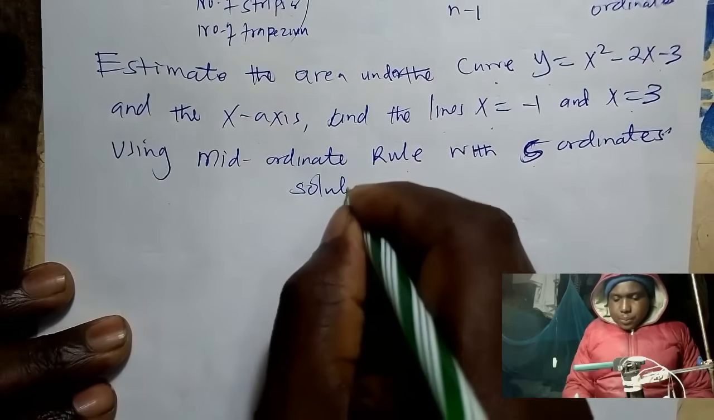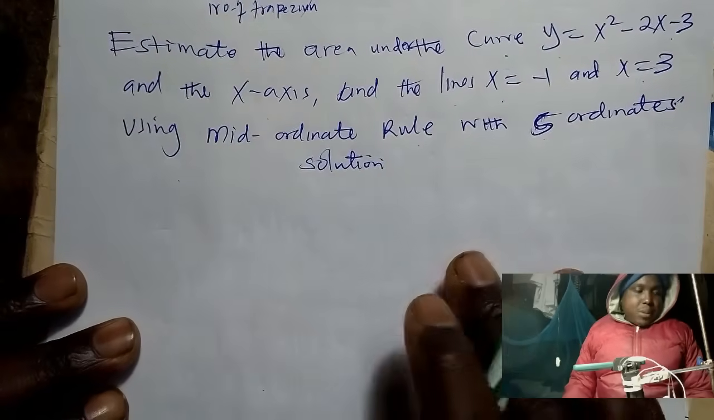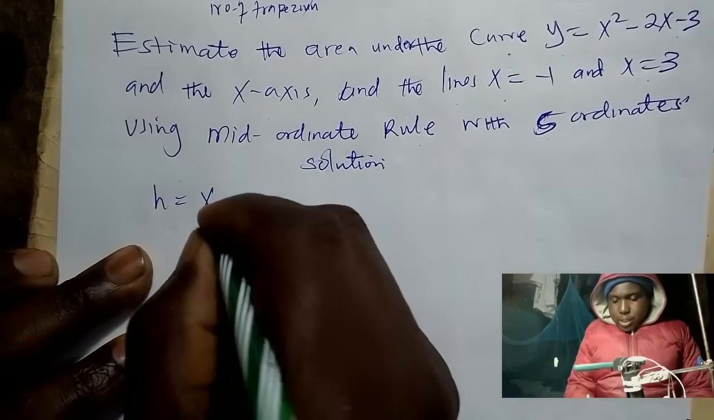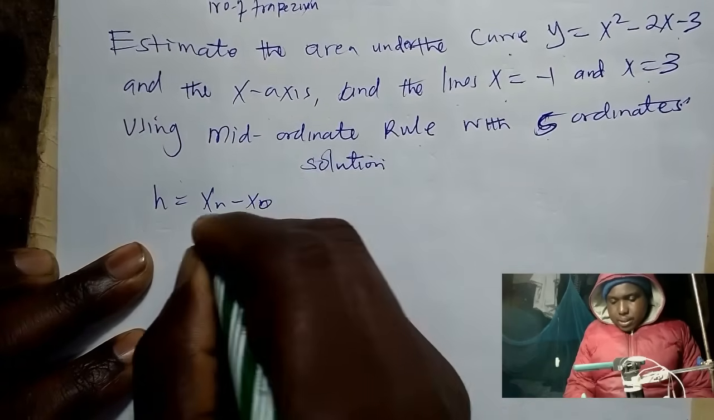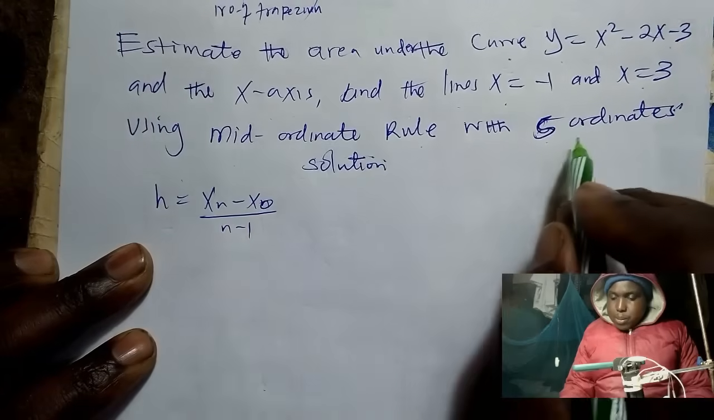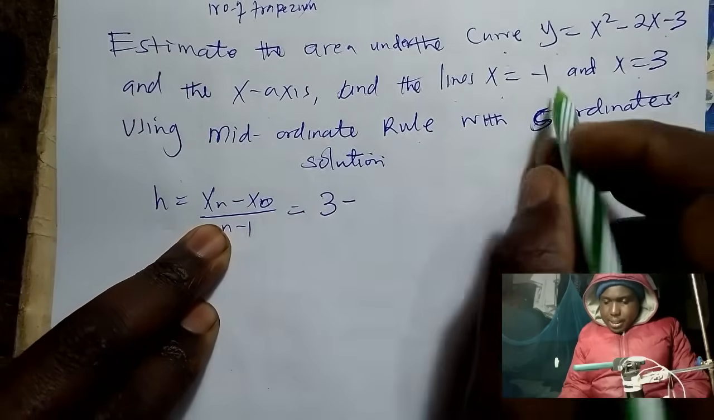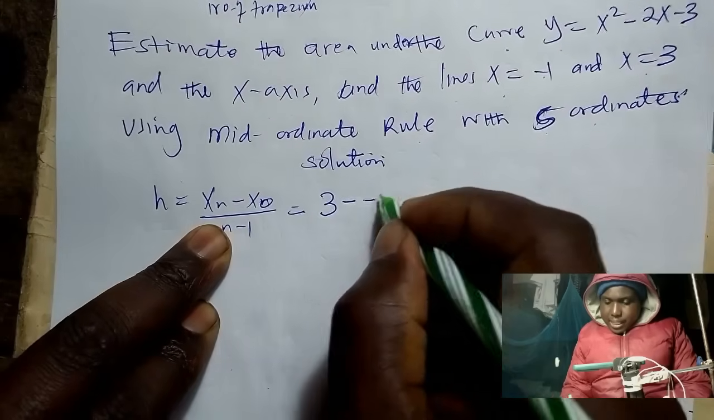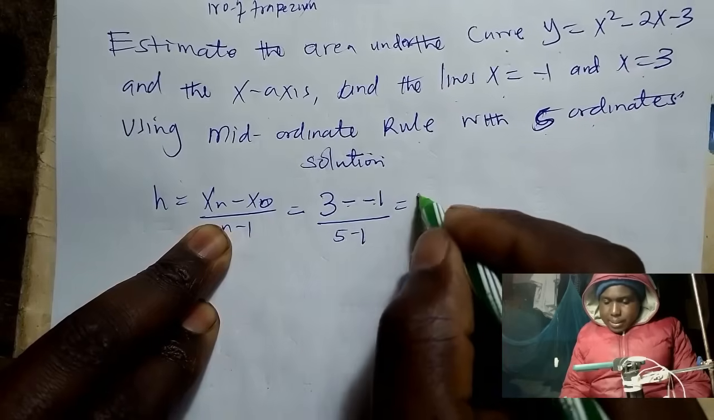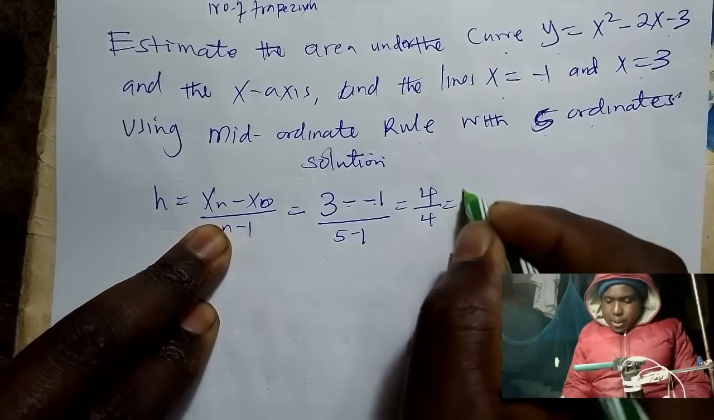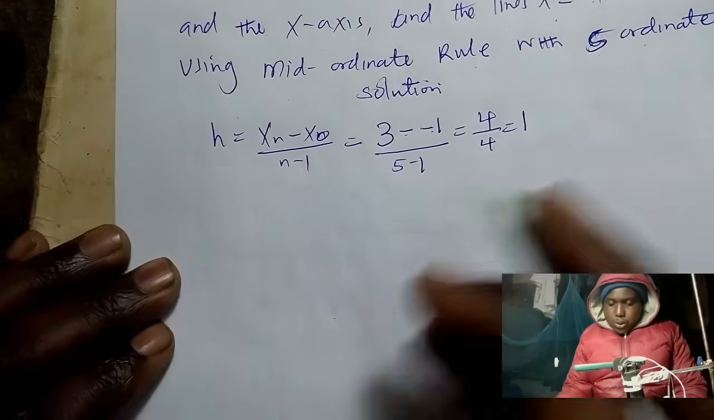Solution. First, get the value of h. So h is equal to xn minus x naught over n minus 1, because I have been given ordinates. So it will be 3 minus negative 1, you divide by 5 minus 1. That is 4 over 4, and our h is 1. So that gives us the table that we are going to draw.